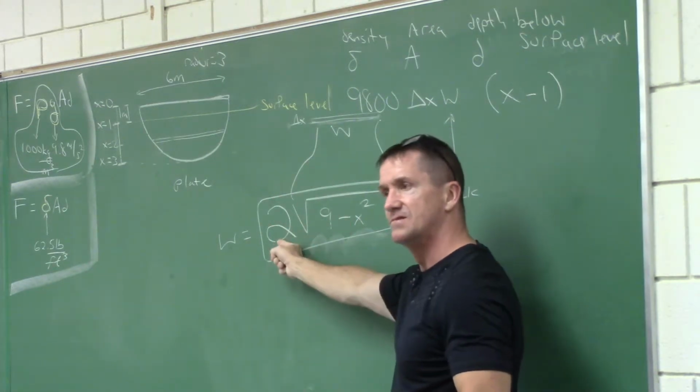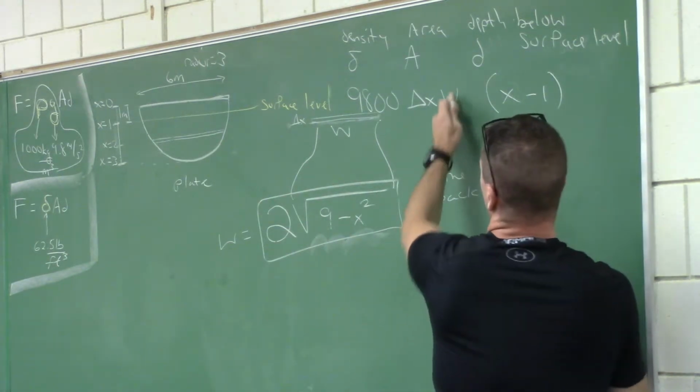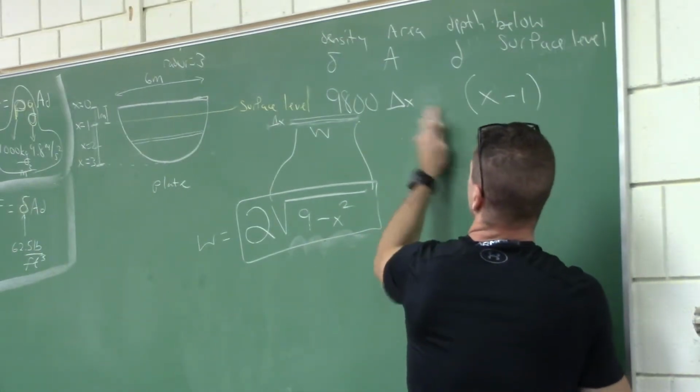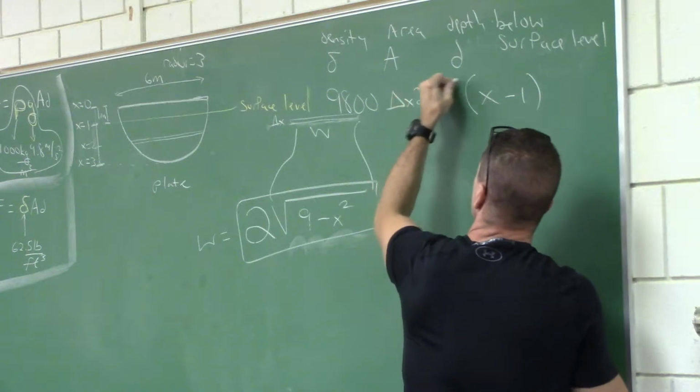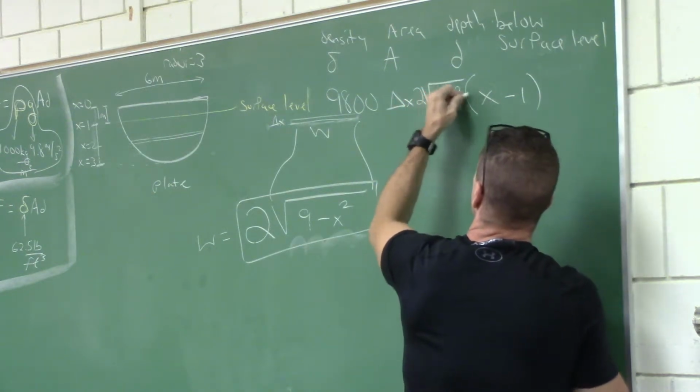What's 3 times 2? 6. And there we go. I'm going to put it right here. We got the width. I got enough room right there. I'm going to put 2 square root 9 minus x squared.